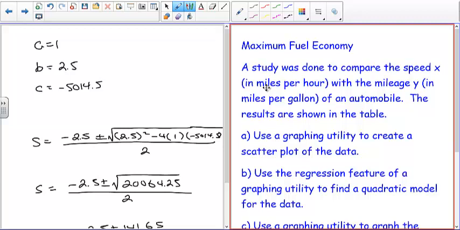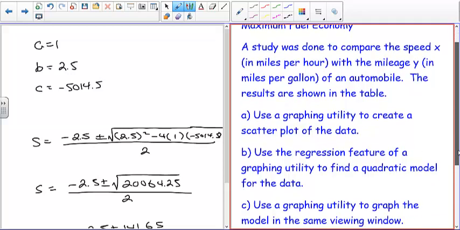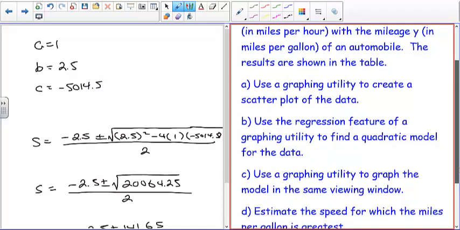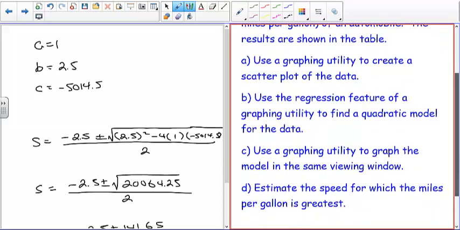Okay, the next one: a study was done to compare the speed in miles per hour with the mileage of an automobile. The results are shown in the table. Use a graphing utility to create a scatter plot of the data. Use the regression feature of a graphing utility to find a quadratic model for the data. Use a graphing utility to graph the model in the same viewing window. Estimate the speed for which the miles per gallon is greatest.